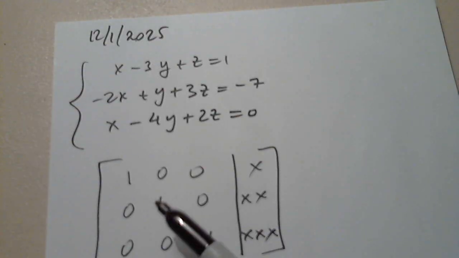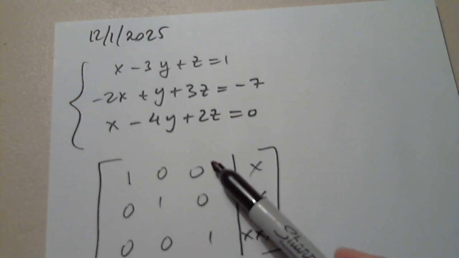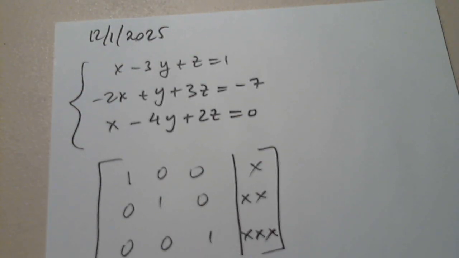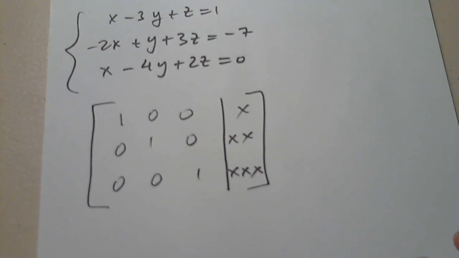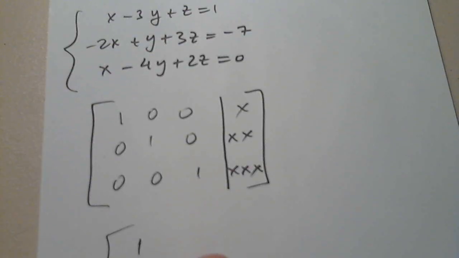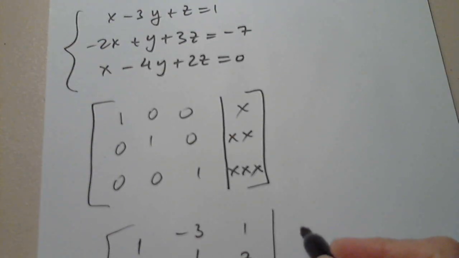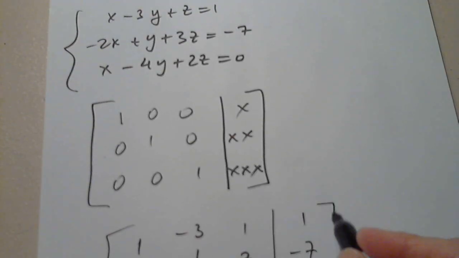1 and the corresponding zeros, 1 and the corresponding zeros, 1 and the corresponding zeros. This is the sequence. Okay, so let's start. So I have 1, negative 2, and 1. I have negative 3, 1, and negative 4, 1, 3, and 2, and 1, negative 7, and 0.